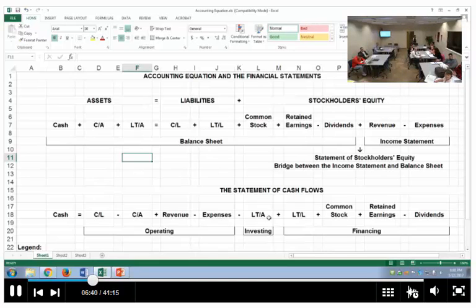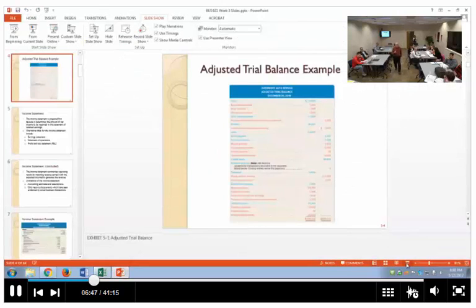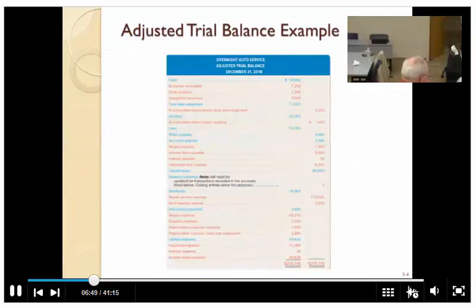Can we go back to this? Now, the other thing I want to talk about, somebody mentioned adjustments.